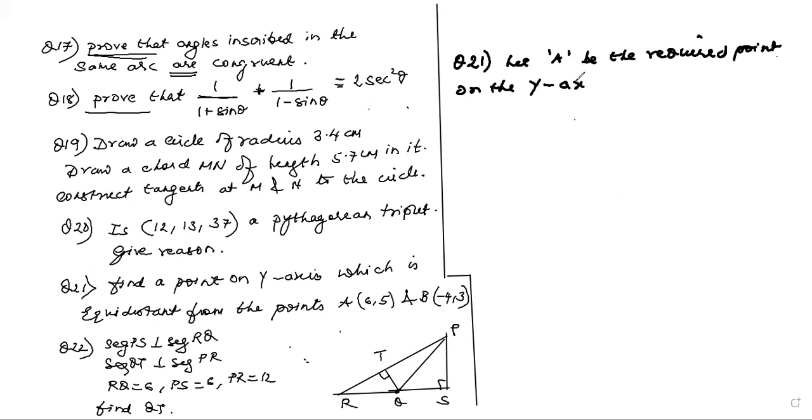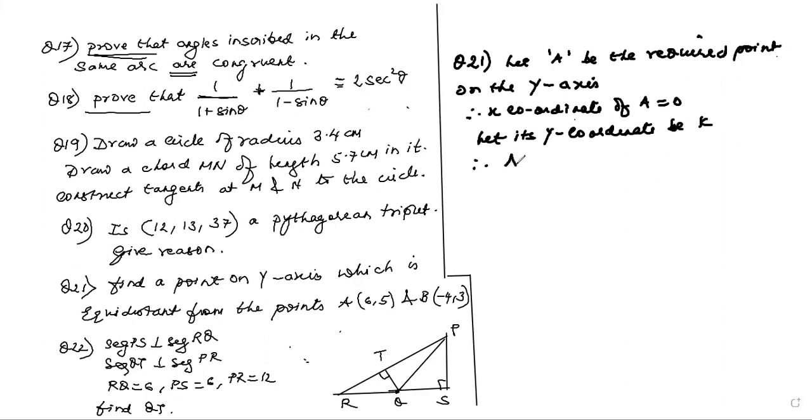Now remember, A lies on the y-axis. Therefore, the x coordinate of A equals 0. Why? Children, any point which lies on the y-axis has its x coordinate 0. Let its y coordinate be k. Therefore, the coordinate of A is (0, k). Got it?